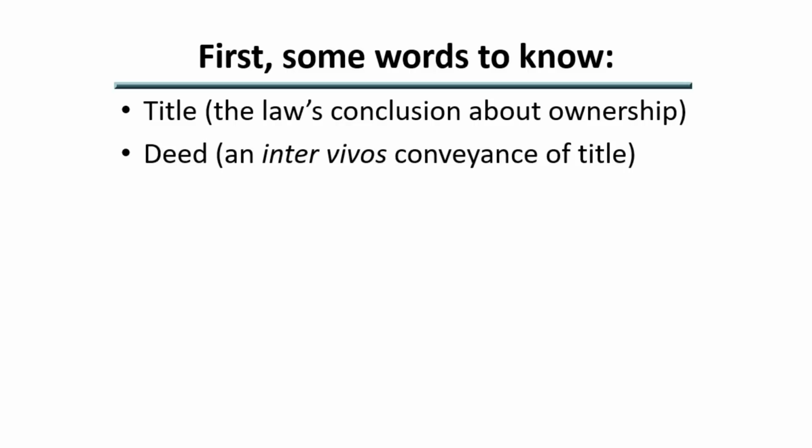A deed, on the other hand, is a document. It's a piece of paper, and it acts as a conveyance of title from one person to another. We call the person who is giving up title the grantor, and the person who's receiving the title the grantee. And the deed operates to transfer or convey the title from the grantor to the grantee. Now, a deed is an inter vivos conveyance, and by inter vivos, we simply mean between the living. In other words, a deed can only operate if you have a living grantor and a living grantee.